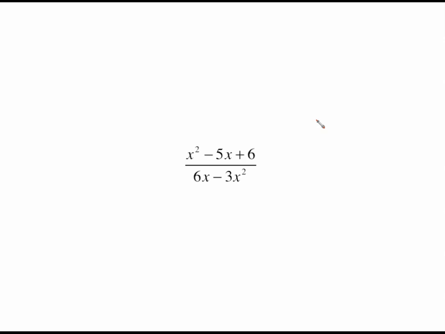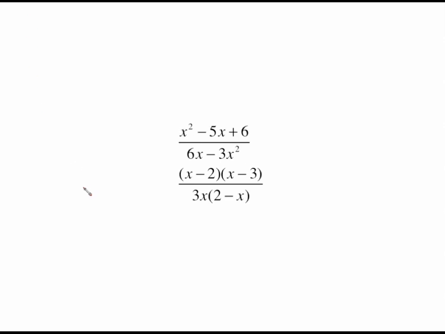Now, with expressions, we're going to have to do the same thing we did in the previous video. You cannot cancel these until they are written as products. The only way to get them written as products is to factor them. The top factors as x minus 2 times x minus 3. The bottom, all we can do is take out a GCF. And when I do that, I'm left with 2 minus x.